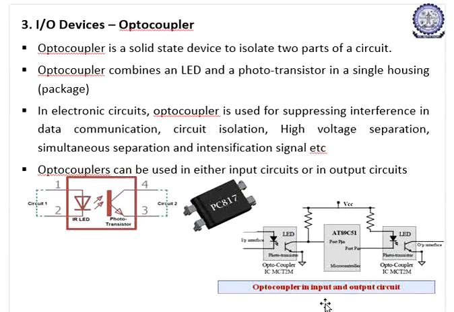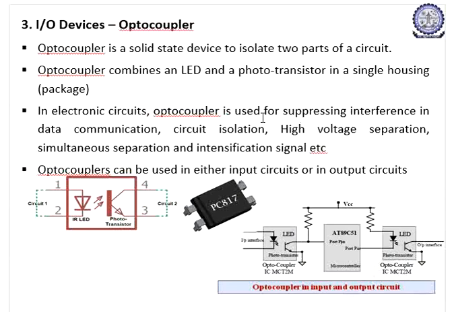Same thing we will see here: the optocoupler between the input and output circuit, and how it is connecting. The VCC is connected to the phototransistor. Here is the input interface of an LED. Whenever the LED glows, the phototransistor senses the light, and then it will be connected to the port pin. Again, if the LED starts glowing, it is connected to the output interface. So the microcontroller acts as an interface between the input interface and output interface by using optocouplers. This is one of the applications.